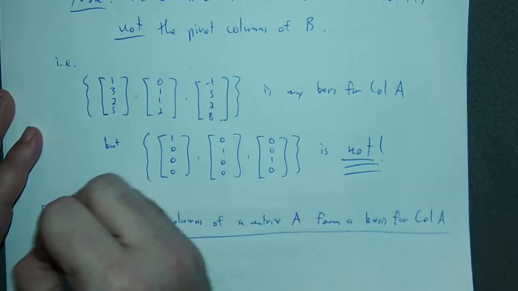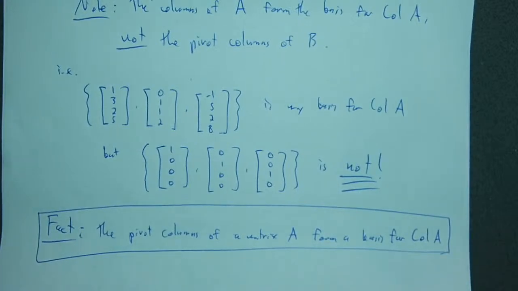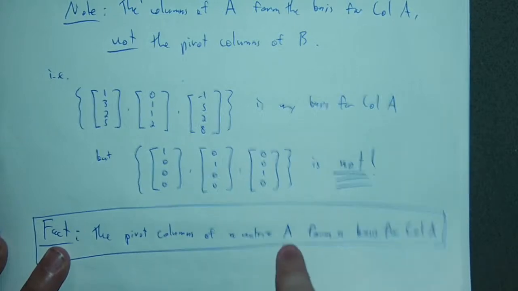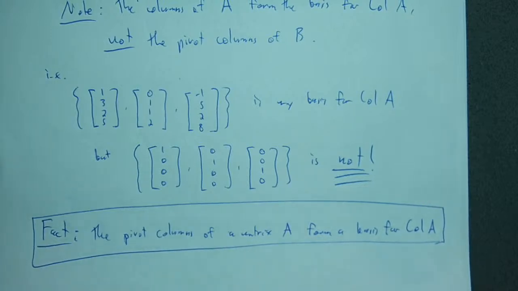What is very important is that now we have a process for finding this. Our process is we take A, we row reduce it, we put it in reduced row echelon form. We identify the pivot columns in that reduced row echelon form, but then we go back to our original matrix A and say, it's the columns of A that make up the basis for the column space. It's the columns of A that get the job done, not the reduced matrix. That's where you need your basis to come from.